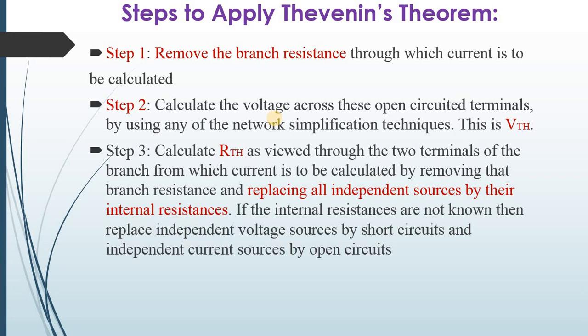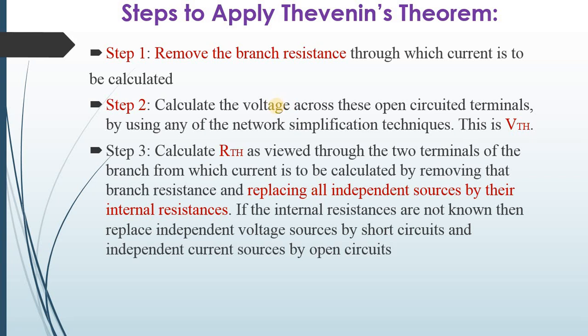In that you have to calculate the voltage across those points which you have removed earlier, and this voltage is called the VTH. Third step, you have to find out the RTH, the equivalent resistance. Calculate RTH as viewed through the two terminals of the branch from which current is to be calculated, by removing that branch resistance and replacing all independent sources by their internal resistances.